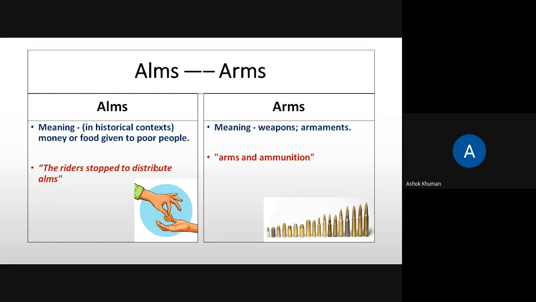So poor people stand either near any famous temple, or roadside, or at a public place where they can get a good amount of alms. And arms here means arms and ammunition, you can see. Armaments it is also called, and they are called weapons. You can see the picture, arms as weapons, military arms.